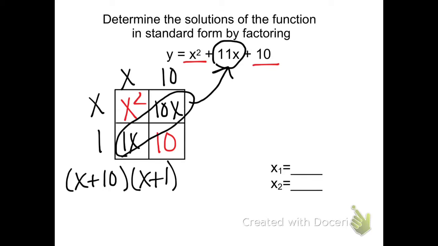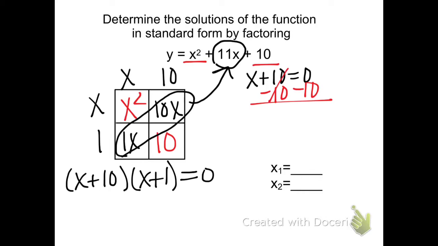And if I want to find my solutions, I have to find out where that equals 0. So I'm going to say x plus 10 equals 0. And then I want to solve it by eliminating the 10. So I'm going to subtract 10 from both sides. It eliminates on the left. So 0 minus 10 is negative 10. So my first solution is negative 10.